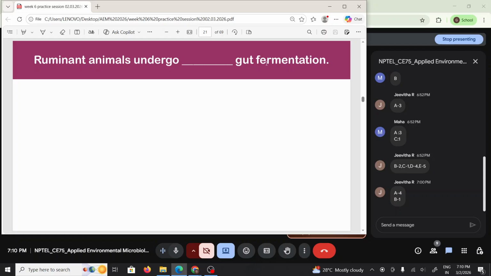Okay, so we talked about foregut fermentation, hindgut fermentation, and there is also midgut fermentation. Which of these do ruminant animals undergo?